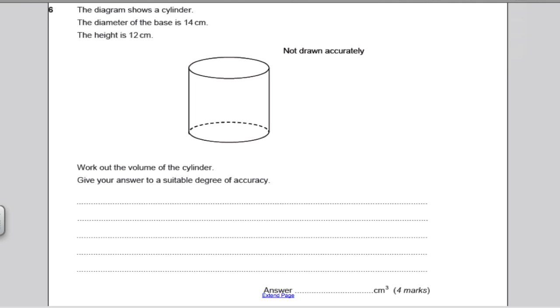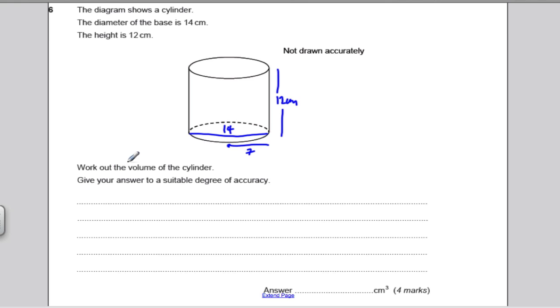Okay, question 6. The diagram shows a cylinder. The diameter of the base is 14 centimeters. So the diameter of the base is 14. So in particular, the radius must be 7. The height is 12.